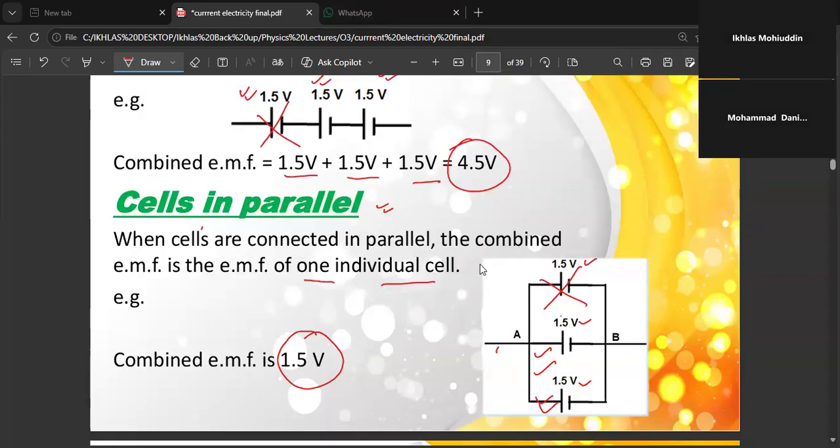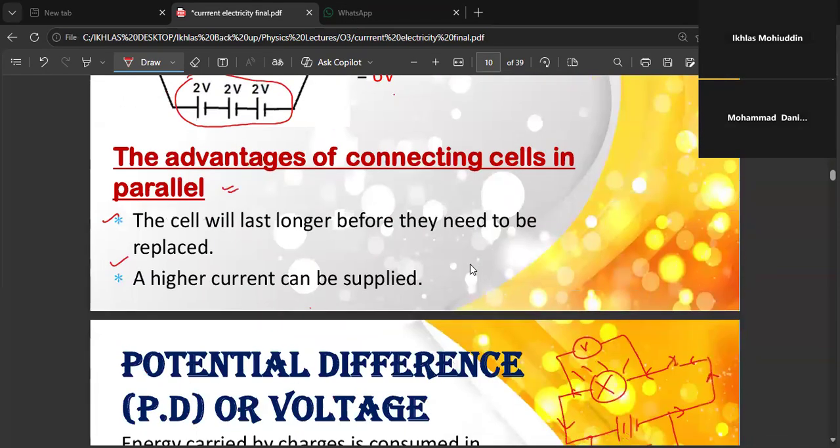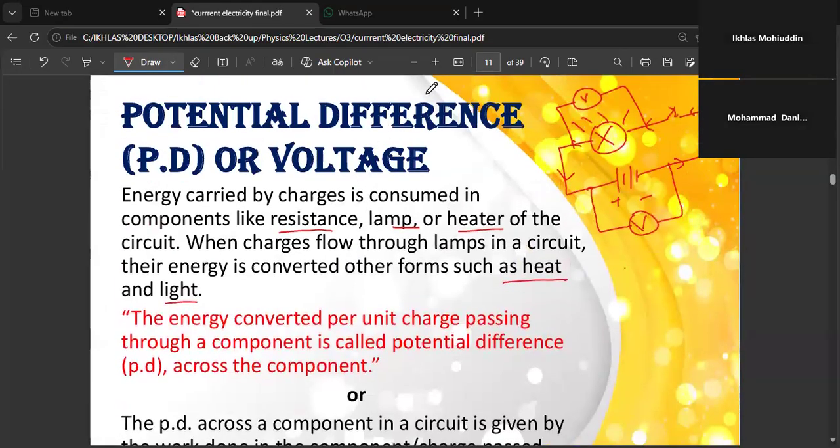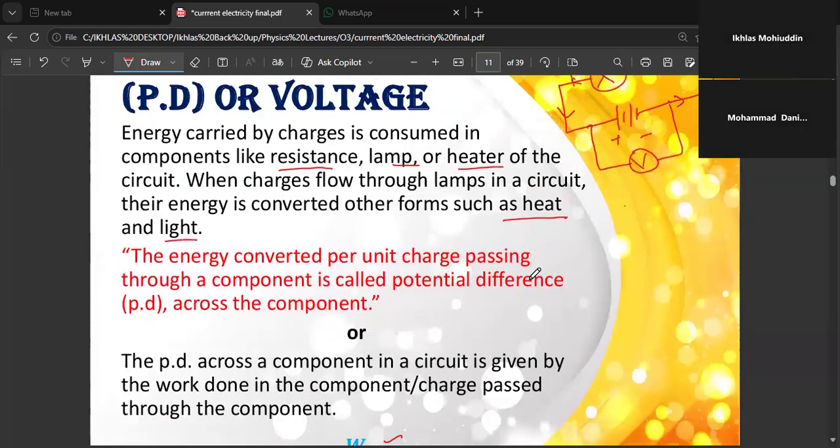Anything else I missed? Advantages of connecting cells in parallel. What are the advantages? It will last longer, and a higher current can be supplied. The cells can last longer before they need to be replaced. And the disadvantage of series is if one component breaks down, then the whole circuit breaks down. Right.